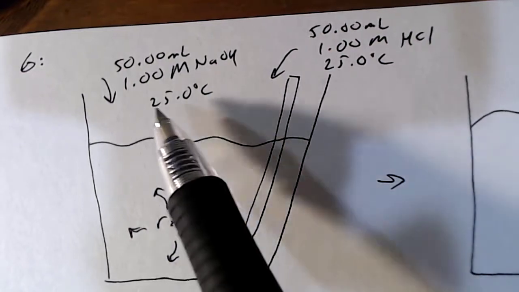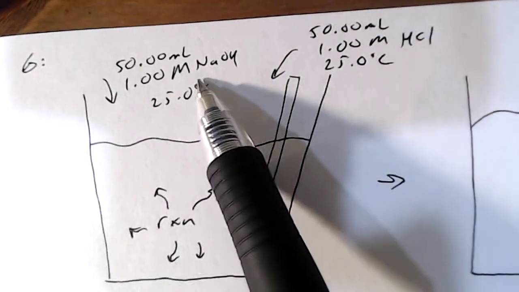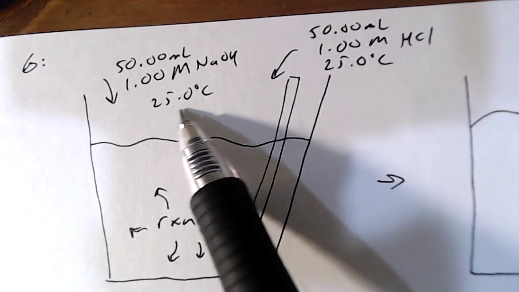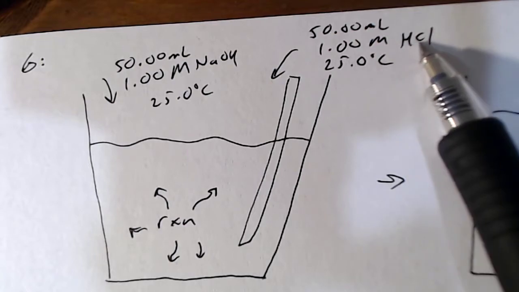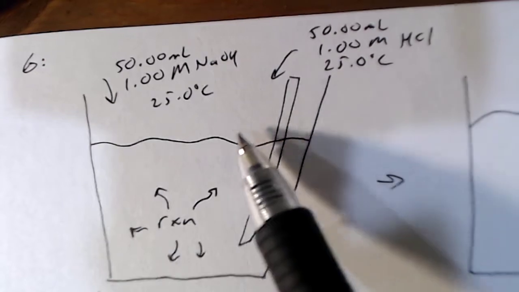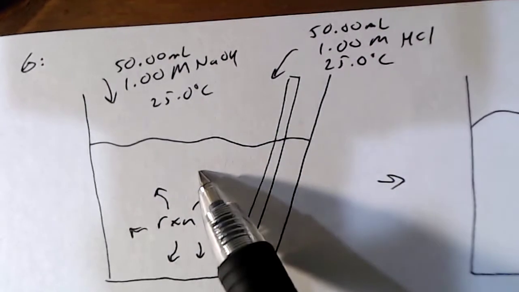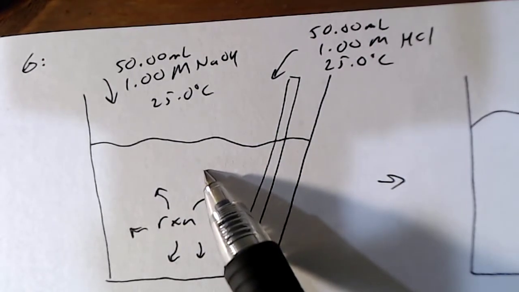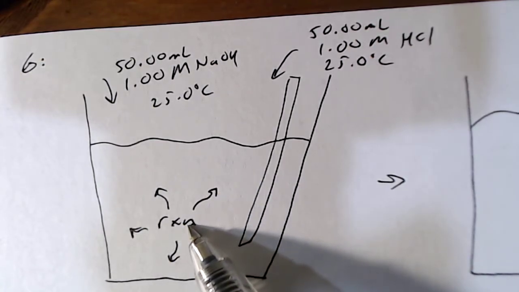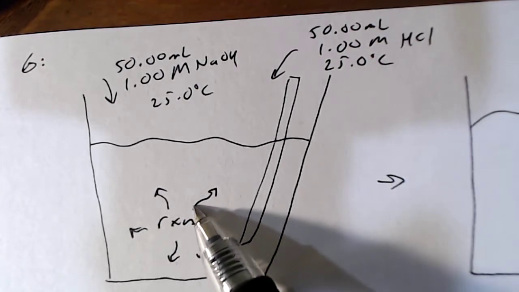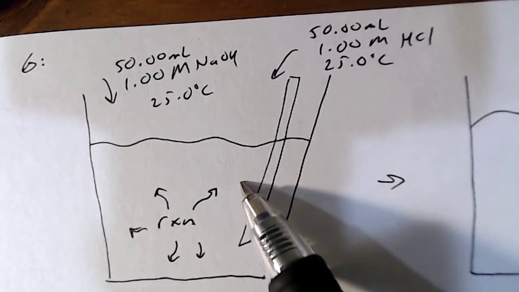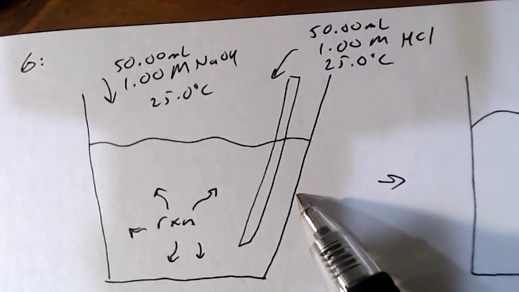Consider an experiment where 50 milliliters of a 1 molar sodium hydroxide solution that was at 25 degrees Celsius was combined with 50 mL of a 1 molar hydrochloric acid solution, which was also at 25 degrees Celsius. Together, the sodium hydroxide and the hydrochloric acid, a strong base and a strong acid, will neutralize each other and create a salt. During that reaction, heat is released by that reaction to the surrounding water and calorimeter.